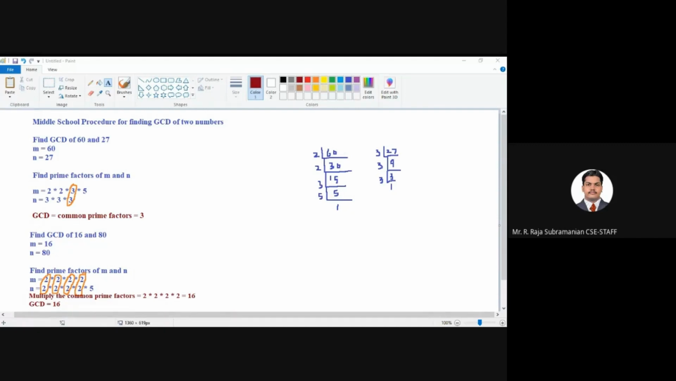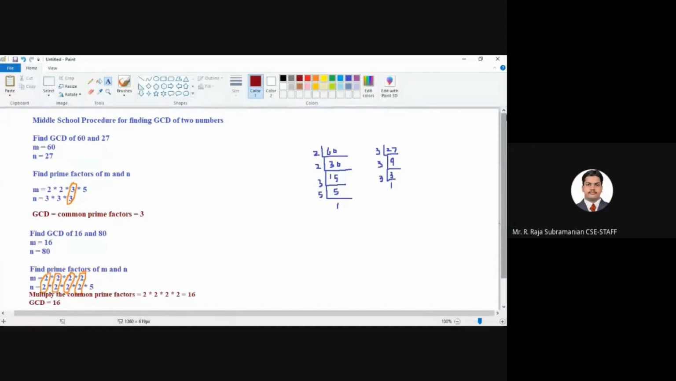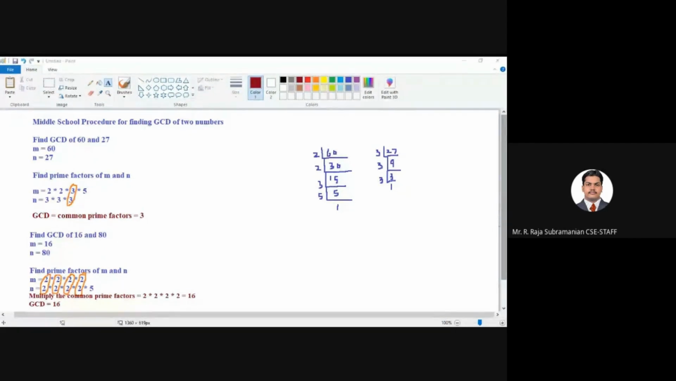Finding prime numbers is one of the hardest problems in algorithms. Is it right or wrong? Finding prime factors is easy or tough? Checking whether a number is prime or not is easy, but finding a list of all prime numbers is difficult, right? Do you agree with me? Yes, sir. Okay. So I hope you are clear with both consecutive integer checking and the middle school procedure, right? So for a single problem, I can have any number of algorithms to solve it, right? You agree with that? Yes, sir.